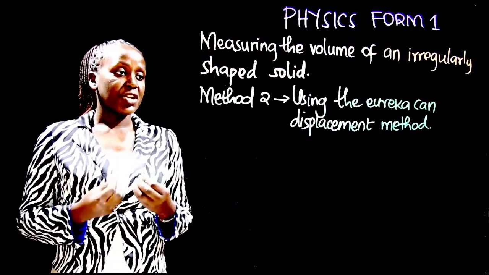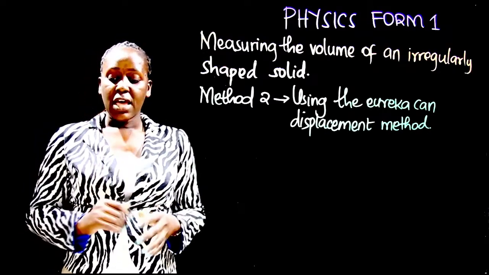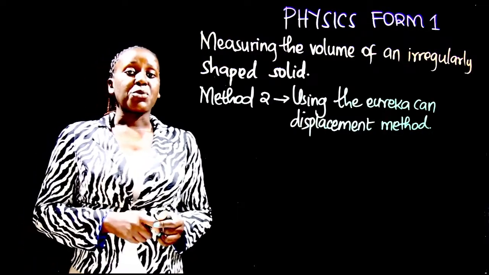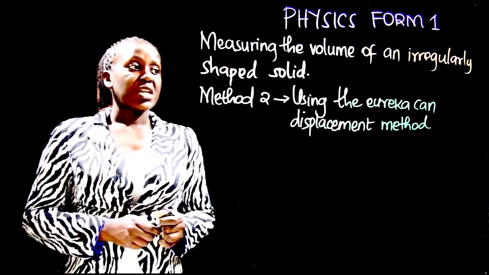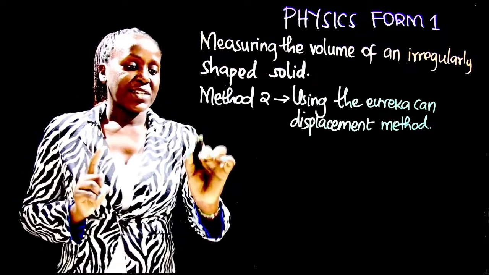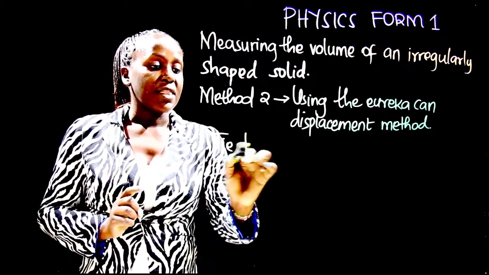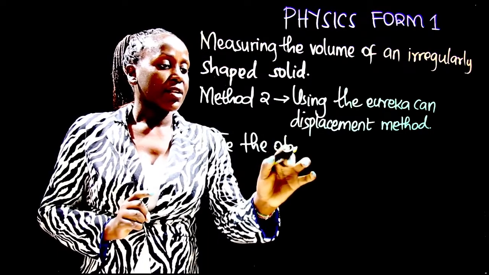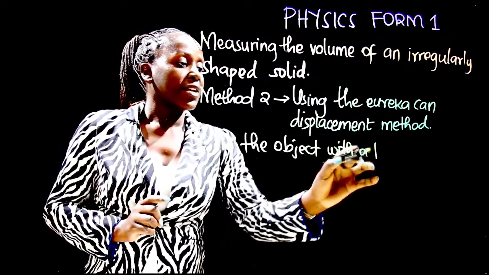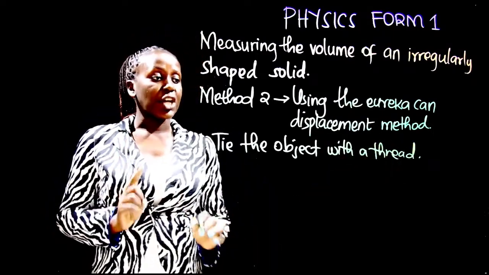Having watched the video and seen how this process goes on, I want us to make a summary of the procedure that we use when using a Eureka can. Remember, the first step was to do what? The first step was to tie the object with a thread. You can choose any object that does not have a definite shape.